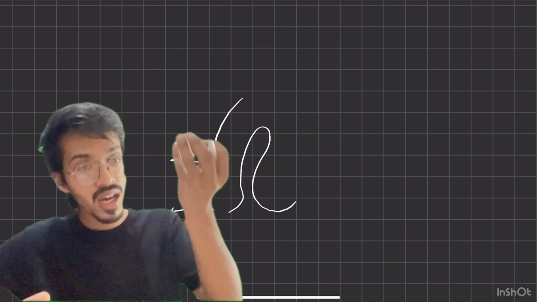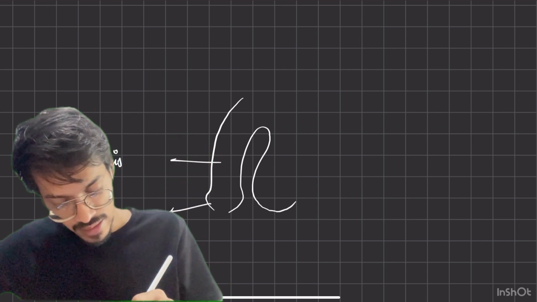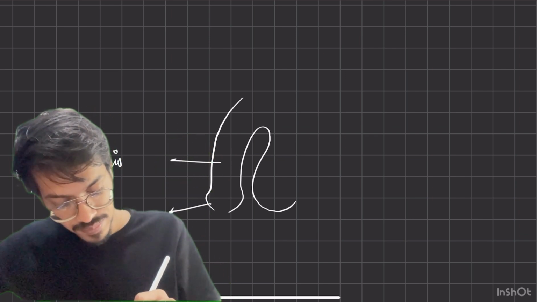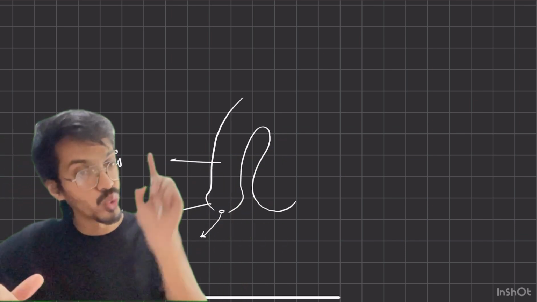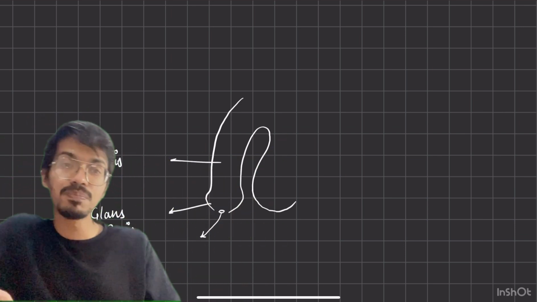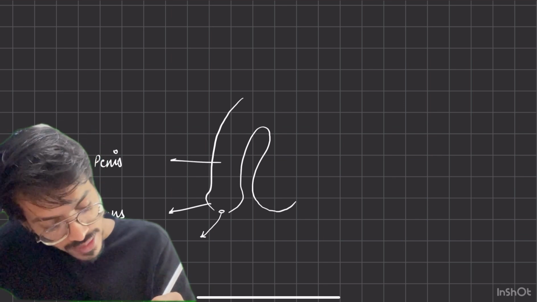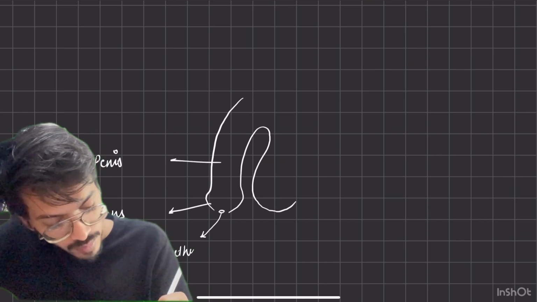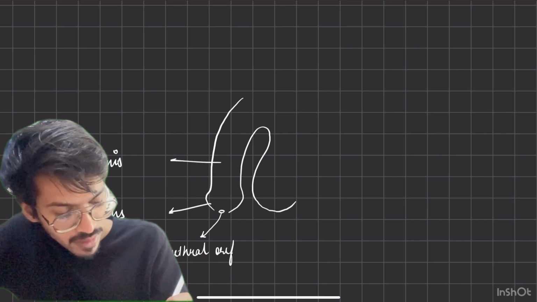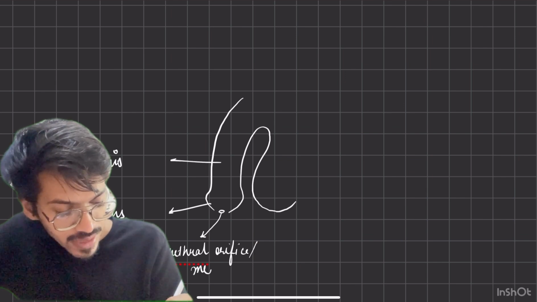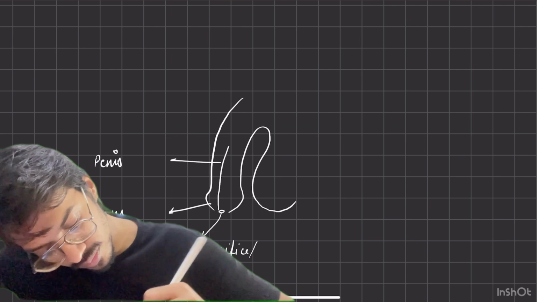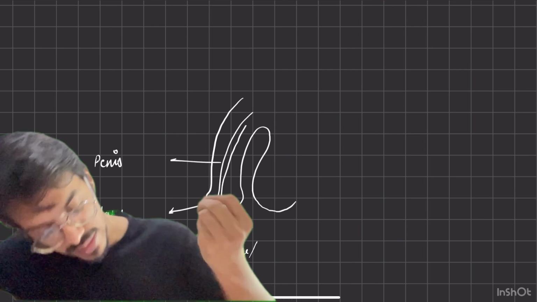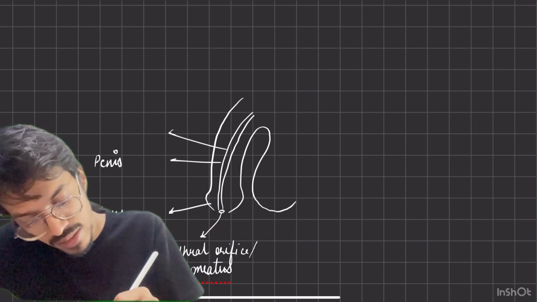This area, which is the enlarged portion, is called the glans penis. It has an aperture through which urine as well as sperm is ejaculated out, called the urethral orifice or urethral meatus. There is a duct present, which is called the urethra.